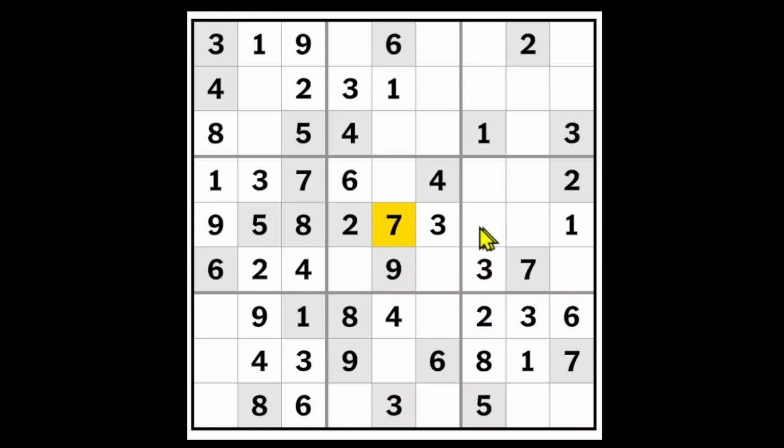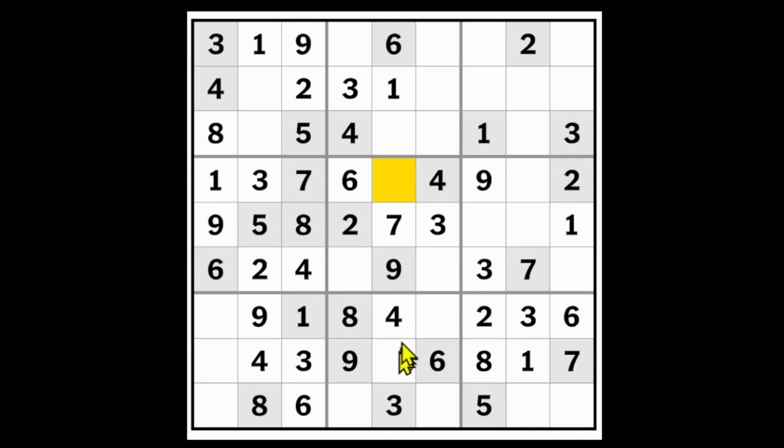Now, these two, of course, have to be a 4 and a 6 in some order, and since this is a 5 or an 8, and this is a 5 or an 8, we know that a 9 will have to go here. This is now also a 5 or an 8.